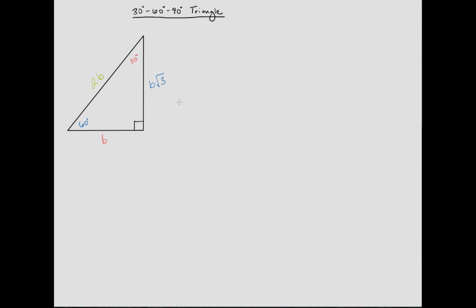So let's go ahead and talk about 30, 60, 90 degree triangles. This is another special right triangle, one of the ones where we kind of memorize the different values. You can see here that the key in this case is the side opposite the 30 degree angle. Everything is in terms of b, so if we know the value of b, we can find everything else. So let's look at an example and see how we can use this.